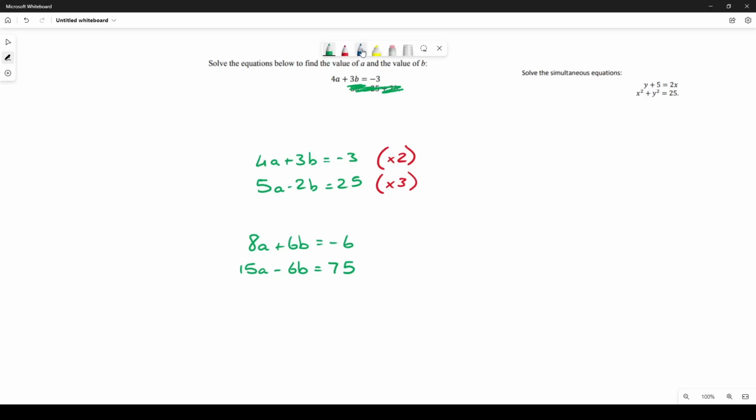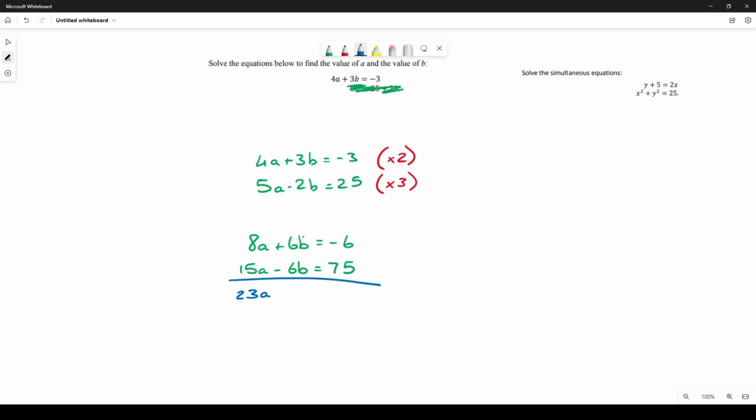But then at this point, what you can do is draw a line, and now what you have to do is add all of these things. So you have to add the A's together and put the answer down here. Then we're going to add the B's together and put the answer down here. There'll be an equals here. Then we're going to add these together and put the answer down here. So we're going to say 8 and 15 is 23A.